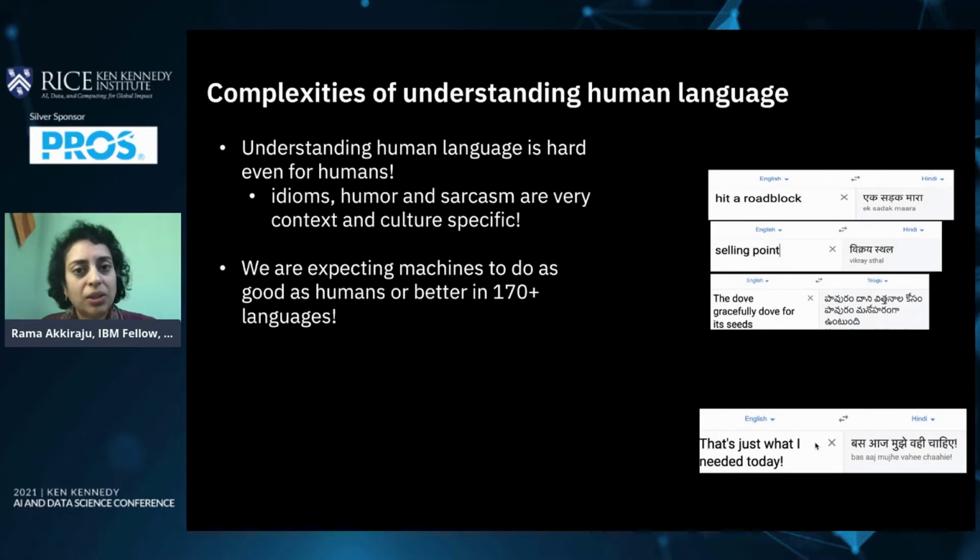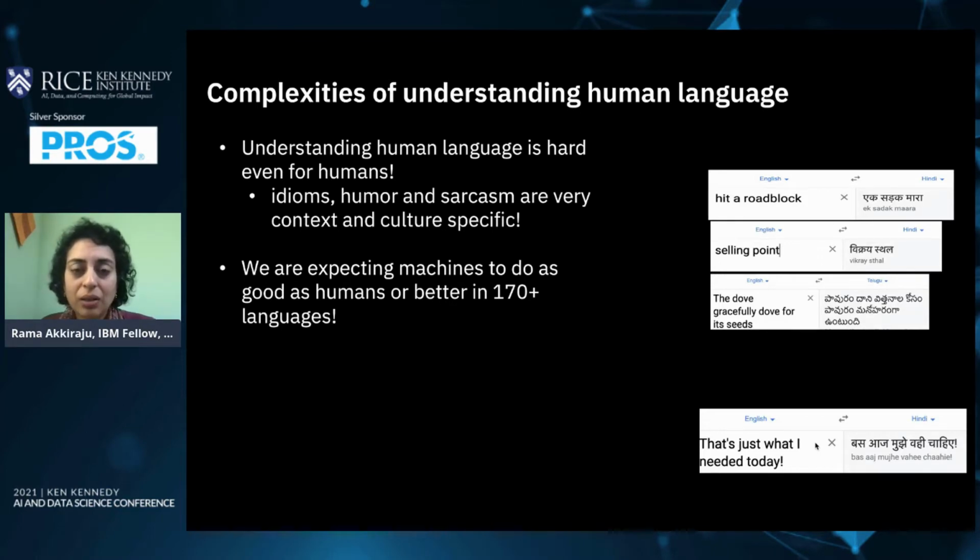Let's look at the complexity of understanding human language. We all know human language is not exactly as we say it or as we read it. There are a lot of idioms, humor, sarcasm, context, and culture-specific things that are buried inside what we speak, what we write, and that context is very important to understand.